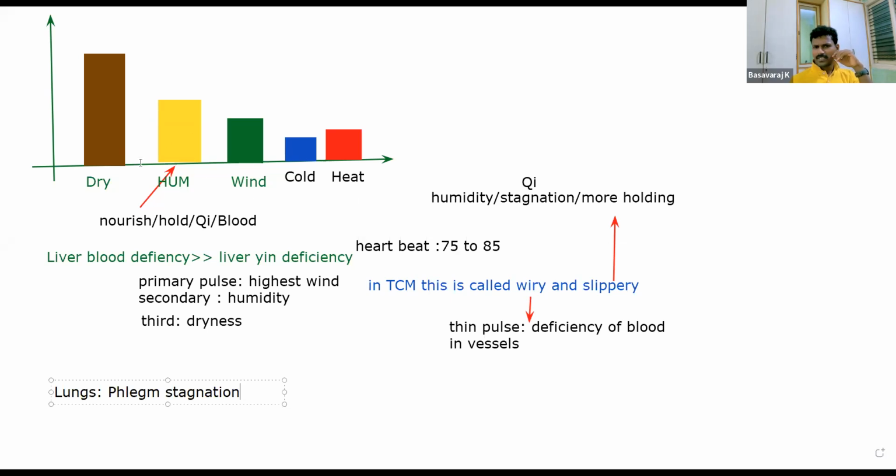Anusha, are you having this pattern? Have you checked with the Nadiswara? Lungs control the skin.